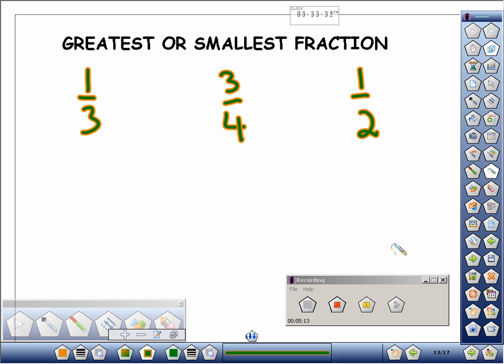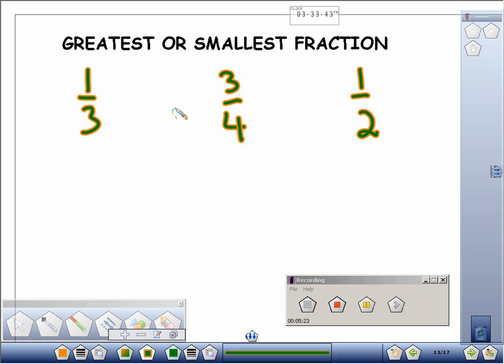On the next slide, we have putting fractions in greatest order or in smallest order. You're finding the greatest or smallest fraction. Okay, you notice these are hard to compare because they have different denominators. So common sense might tell us which one is the bigger one or the smaller one, but the correct way to do it is to change them to have the same denominator.